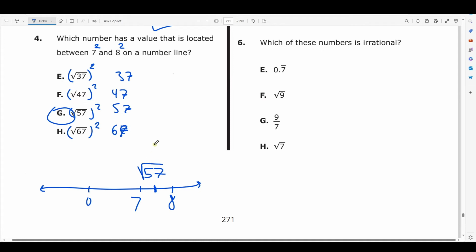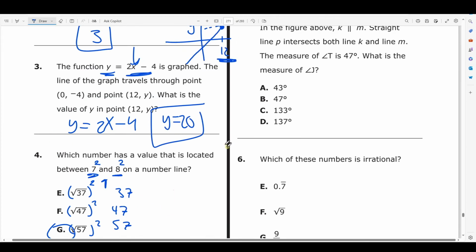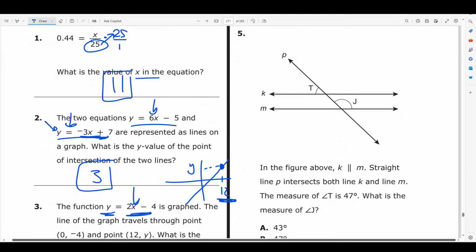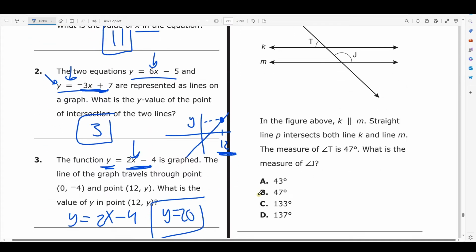Right? So the method for this problem would be to square every single answer choice so that you can get it into a whole number form. And then you also square the two numbers that you're trying to find something between, right? So you square 7 and you square 8, and you see which one of these numbers squared falls between them. Right, so number 5 says, in the figure above, line K is parallel to line M.